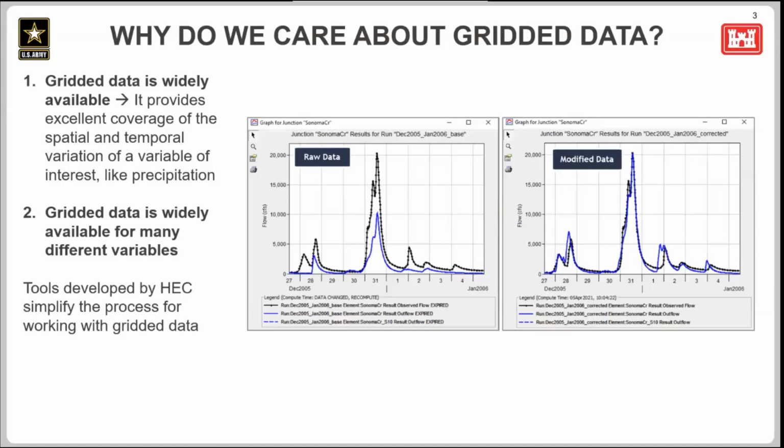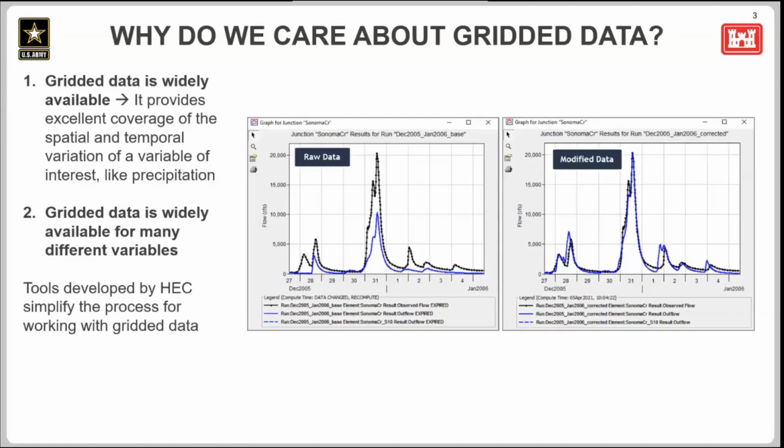Gridded data is also available for many different types of hydrologic variables like precipitation, or sometimes snow, or temperature grids, or evapotranspiration grids. But not all gridded data sets are created equal, and event-specific and site-specific factors can sometimes influence the quality of the data.